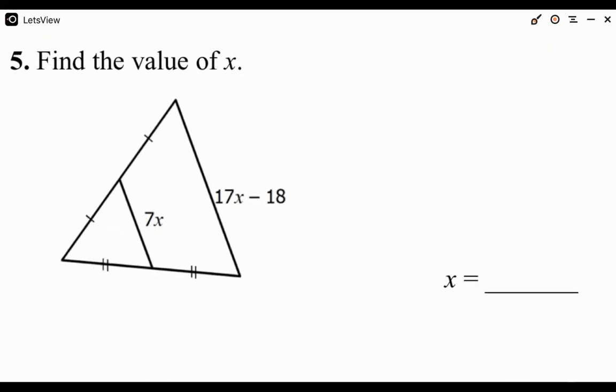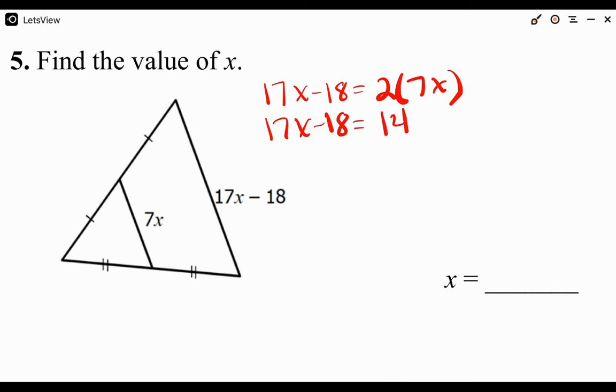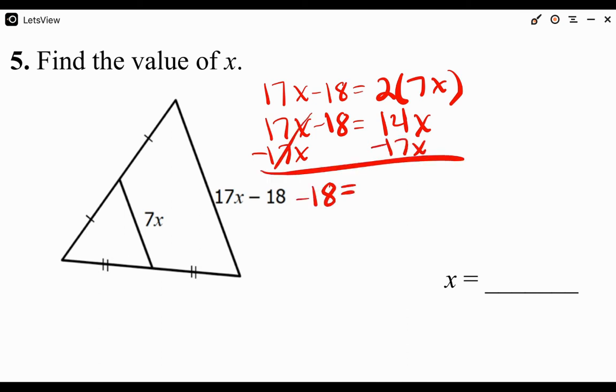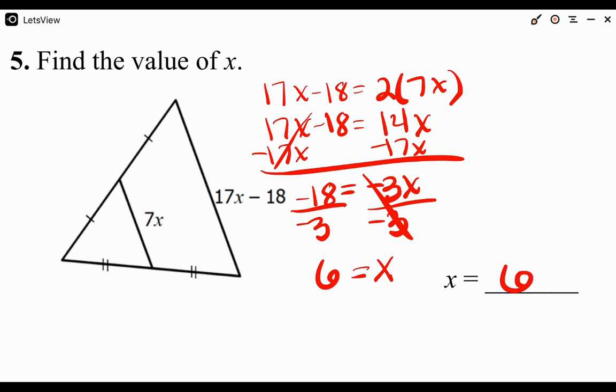Okay, number 5. Now we have a couple equations to solve. We have 17x minus 18 is going to be equal to 2 times our midsegment. So 17x minus 18 is equal to 14x. Minus 17x on both sides, to get all the x's on one side. So we have negative 18 is equal to negative 3x. Divide by negative 3. We get x is equal to 6. Negative divided by negative is going to give us a positive.